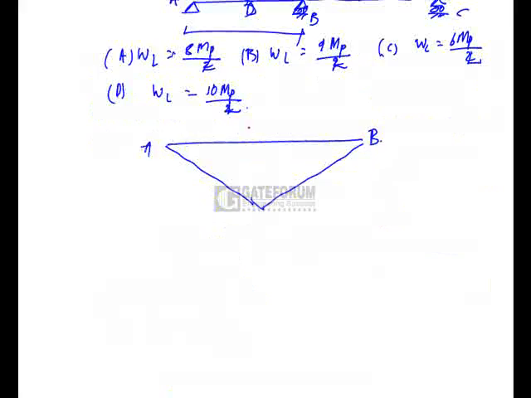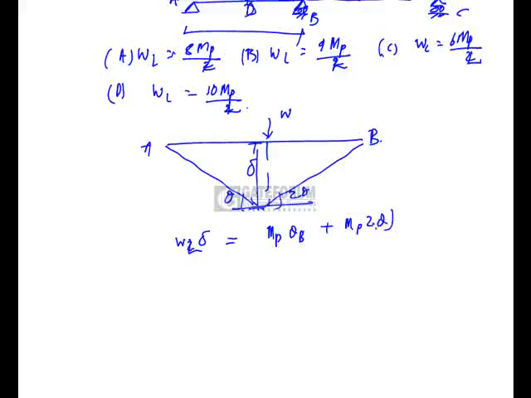So with the mechanism in AB, under load W, the deflection delta is occurring. Here the slope is 2 theta and here the slope is theta. So work done by the force is equal to energy stored. So WL into delta is equal to MP at theta at B plus MP 2 theta at D.